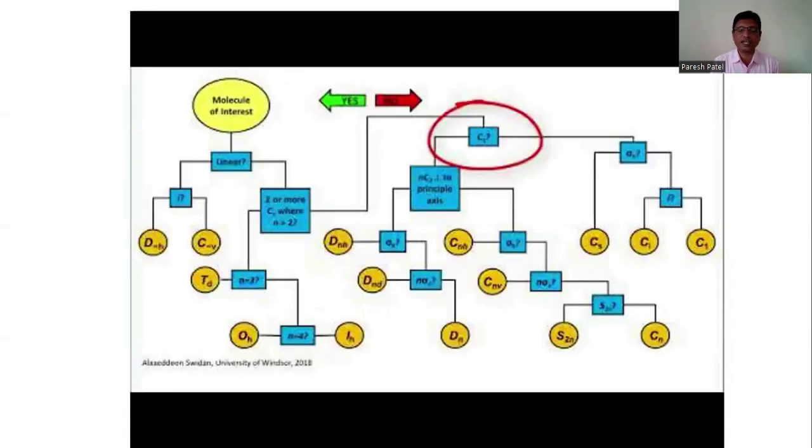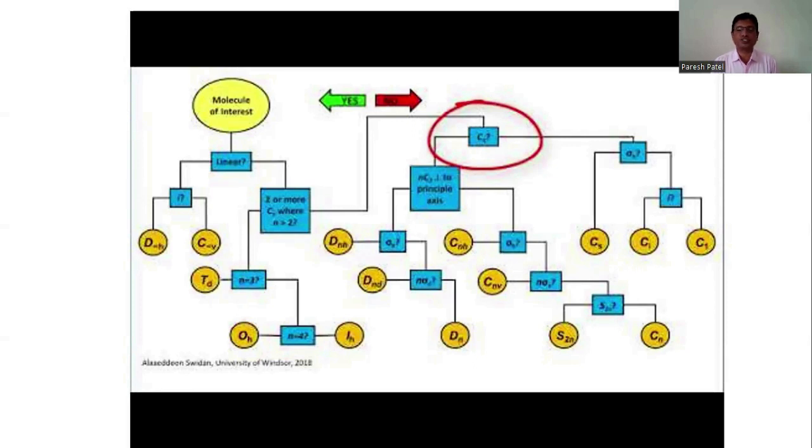Now, the second title of our today's discussion is point group. How to find out the point group of any molecule? We know what a point group is. A point group is nothing but the collection of symmetry elements and the related symmetry operations which meet at a point, known as a point group.